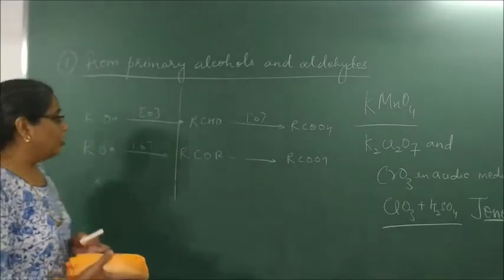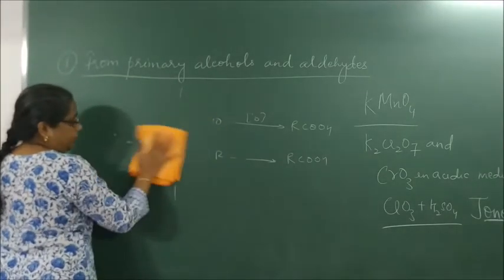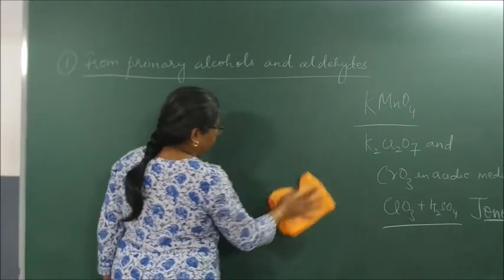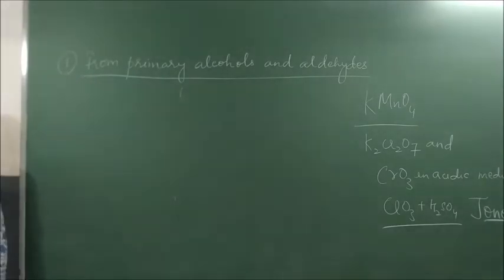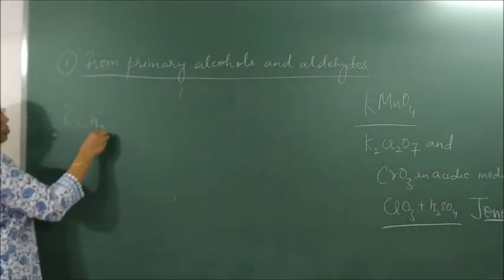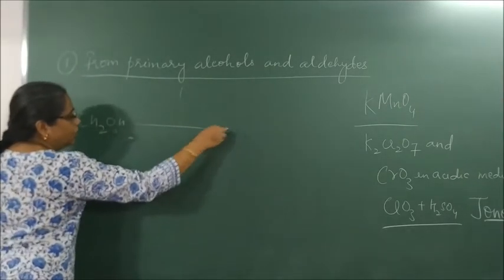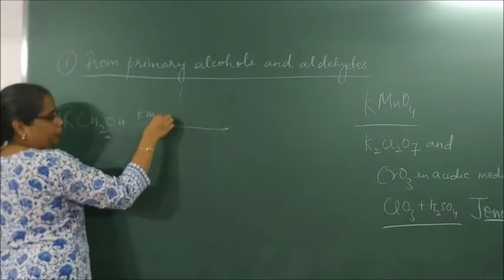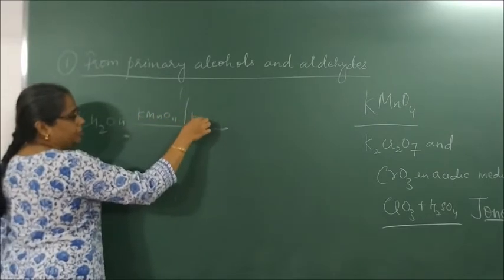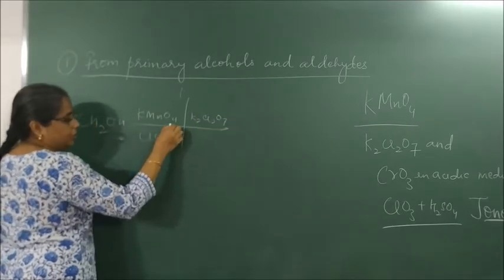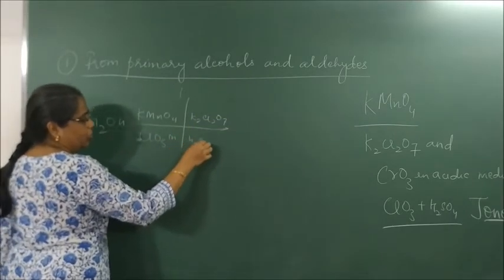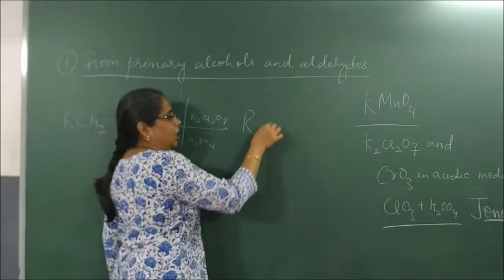Fine. So we are talking about what alcohol? Primary alcohol. How do we write the primary alcohol formula? Primary alcohol always ends with what? CH2OH. So we write RCH2OH in presence of either KMnO4 or K2Cr2O7 or CrO3 in H2SO4, gives what?